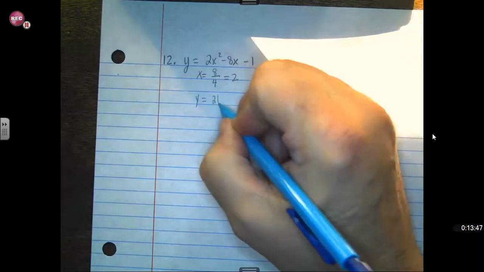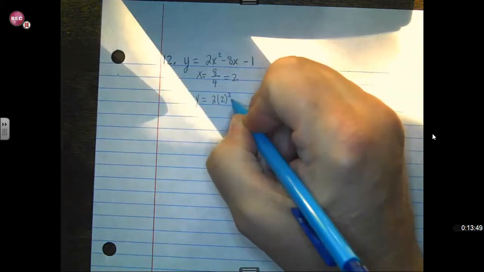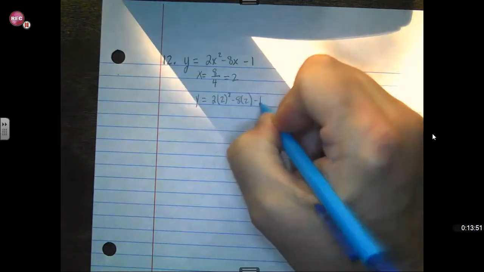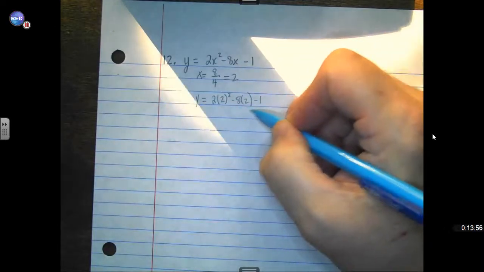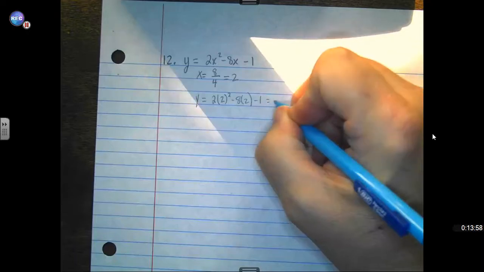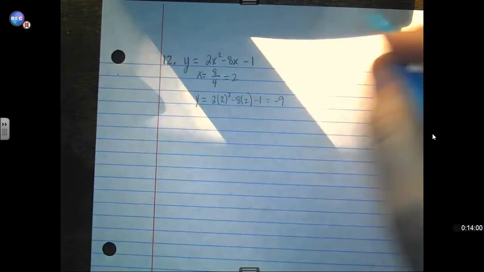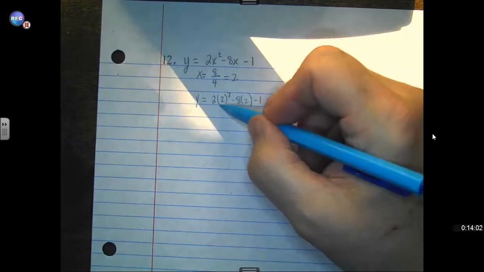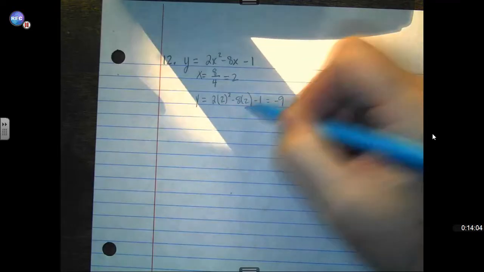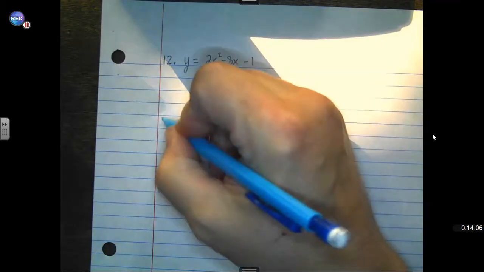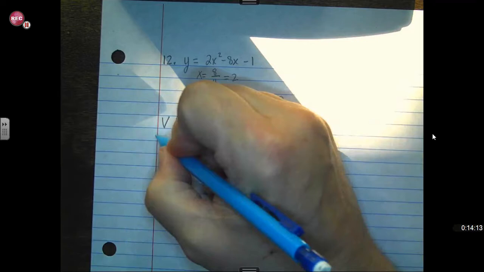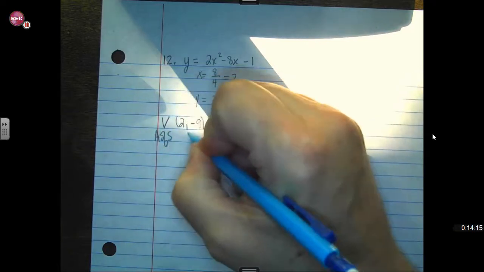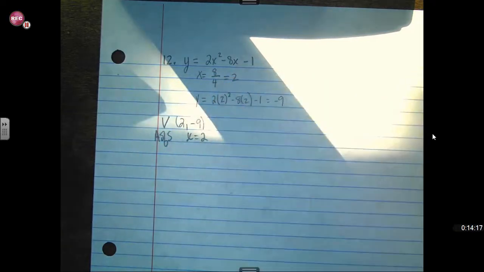So 2 times 2 squared minus 8 times 2. See, that's going to be 8 minus 16 is negative 8, minus 1 is negative 9. 2 times 4 is 8, minus 16 is negative 8. Yep. So the vertex is at (2, negative 9). That makes the axis of symmetry x equals 2.